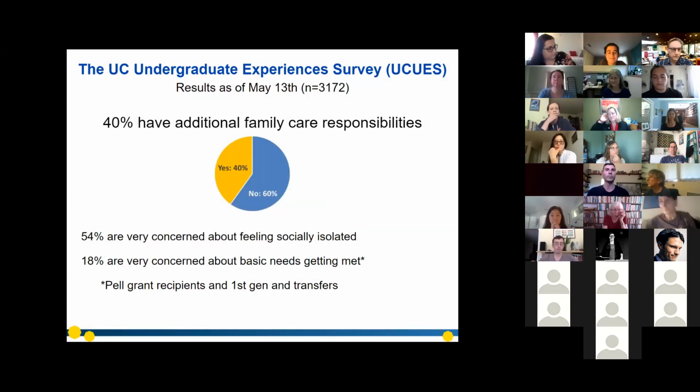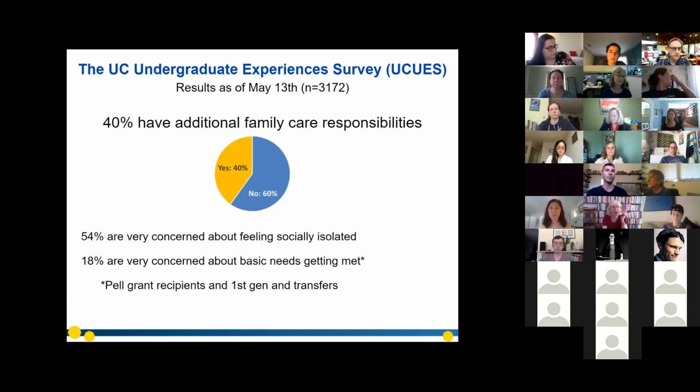Again, I just want to share a little bit of data from this UC Undergraduate Experience Survey that went out at the end of the year. And 3,000 students replied from UCLA. And what they found is that 40% of these students had additional family care responsibilities that maybe they didn't in a normal setting, right? So this is the effect of remote teaching or remote learning on their environment. And so a lot of them said they were concerned or felt particularly socially isolated. And several students, 18%, said they were concerned about their basic needs getting met. So worried about food or housing or shelter.